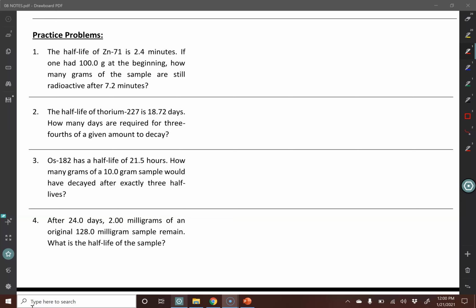All right, so the fact that it's zinc-71 doesn't matter. I know the half-life time, I know my starting mass, and I know how much time has elapsed. First thing I want to do is figure out how many half-lives occurred. So if I take time elapsed and I divide by the time of a half-life, I should see that 3 half-lives have passed.